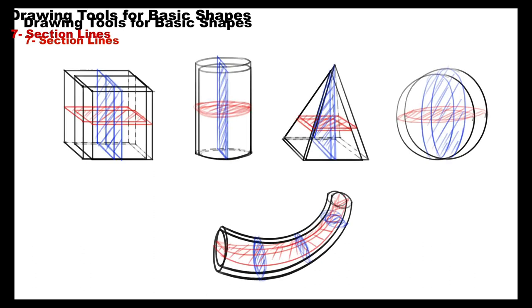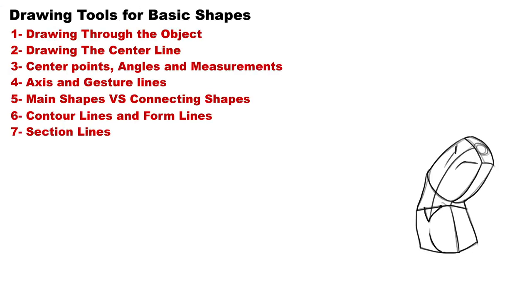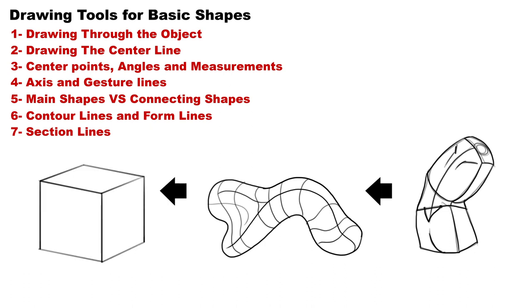Section lines help with proportion and the depth of each part of the object. Using these tools will help you connect the converted basic shapes together and turn your complex objects into simplified dynamic shapes that can be memorized, replicated, and recalled anytime you want. So we know now why to use basic shapes, how to convert basic shapes into dynamic shapes, and what tools to use to combine these shapes together.